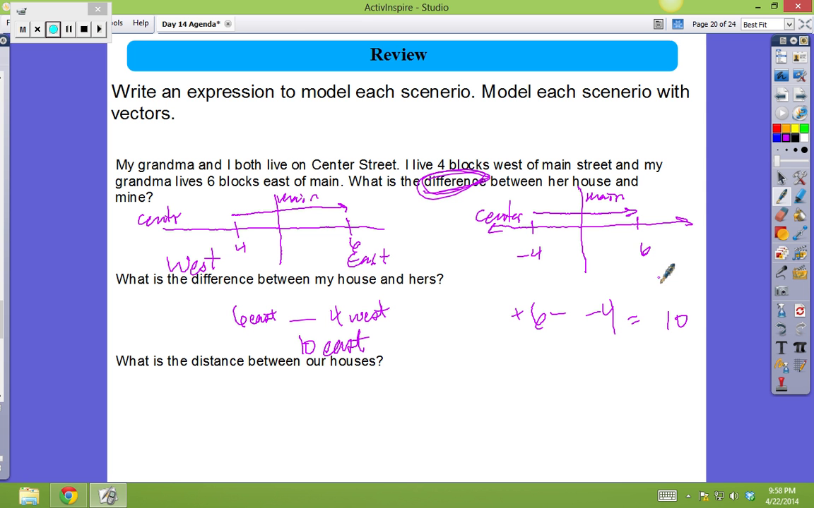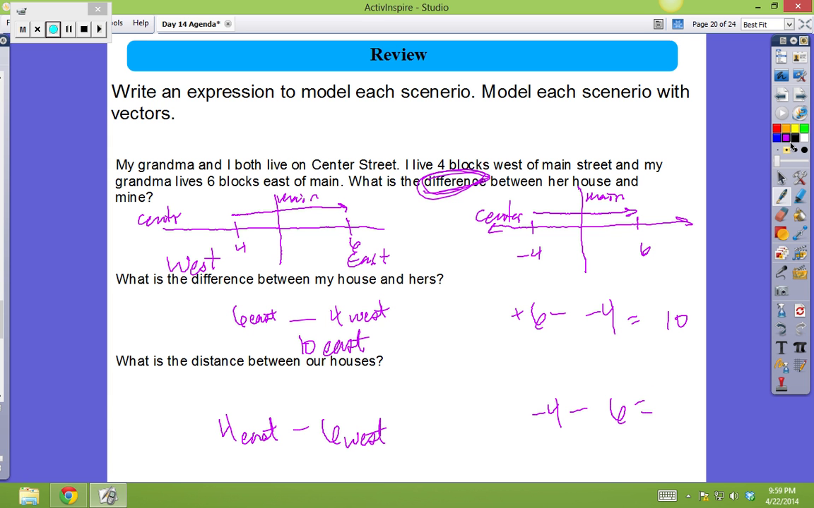So let's look at this next one. What about if we switch it? What's the difference between my house and hers? So my house, I am at 4, but I'm to the east. The difference is subtract, and she is 6, but she's on the west side. Okay, let's look at the positive and negative. I like this a lot better over here now. The difference between my house was a negative 4. Difference is subtract her house, she's at a positive 6.